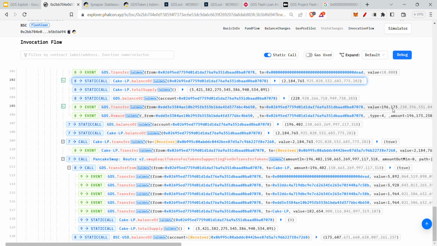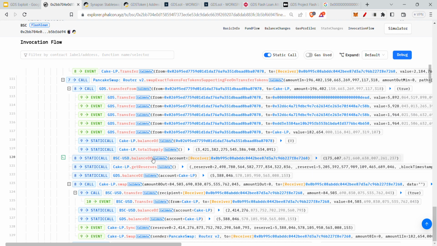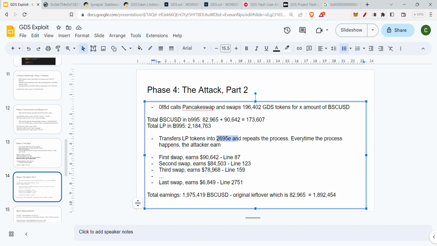And then after he gets it, he calls swap exact tokens for tokens. But this time, note that the second time he does it, when he swaps 196,000 GDS tokens, he only gets back 84,000 USD tokens. So that's quite interesting, right? And the answer is pretty simple. The first swap he earns 90k, the second swap he earns 84k.